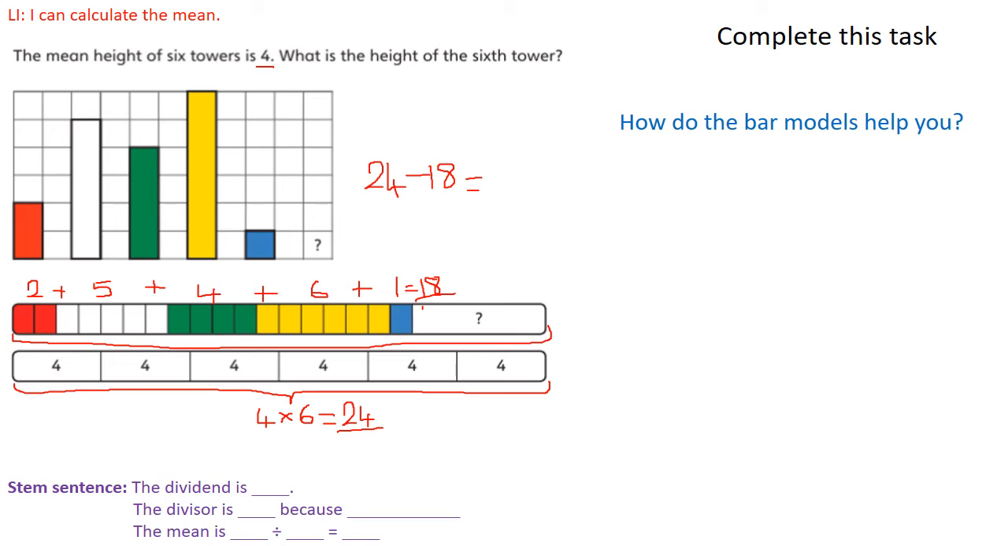You can do that in your head, can't you? So add 2 onto 18 to make it 20. Add another 4 on. So 2 plus 4 gives you 6. So the height of the 6th tower is 6.